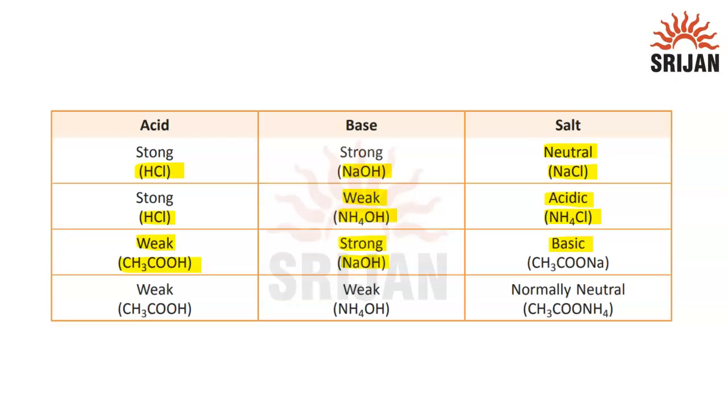Next is whenever we react a weak acid and a weak base. The weak acid is CH3COOH, which is acetic acid, and the weak base is NH4OH. Normally they form a neutral salt, which is CH3COONH4, that is, ammonium acetate. Both are weak, so they will produce only a little H plus and OH minus ions in their aqueous solution, which neutralize each other and finally form water. Hence the solution is neutral.